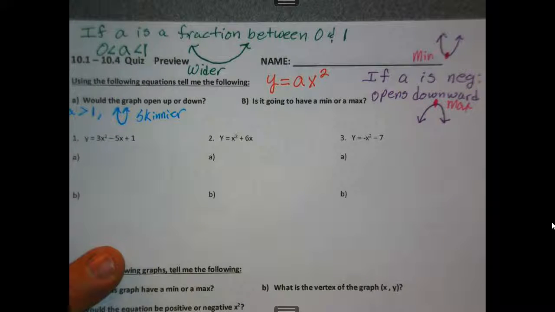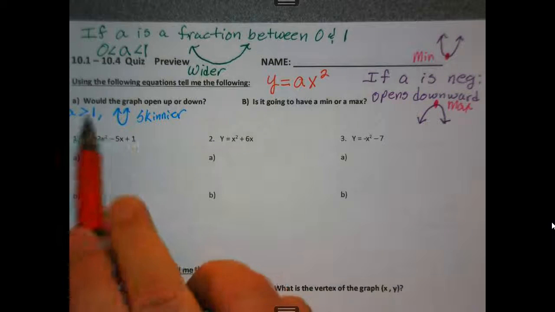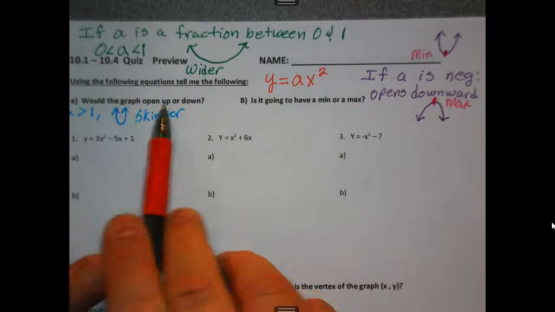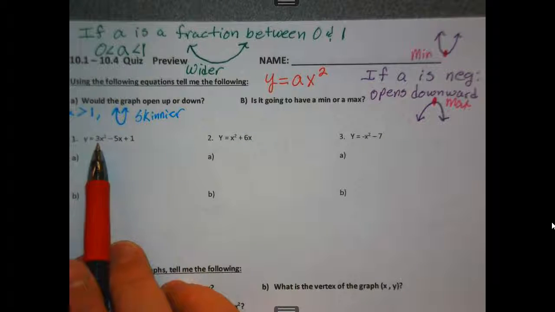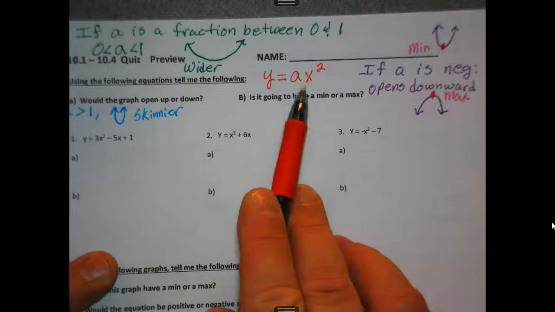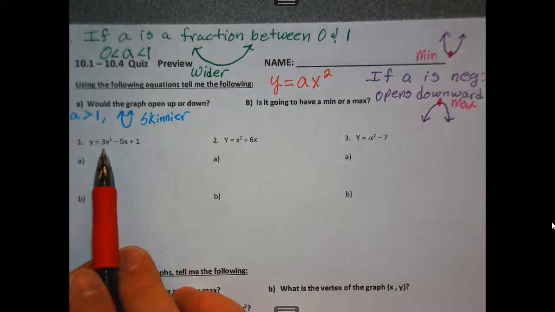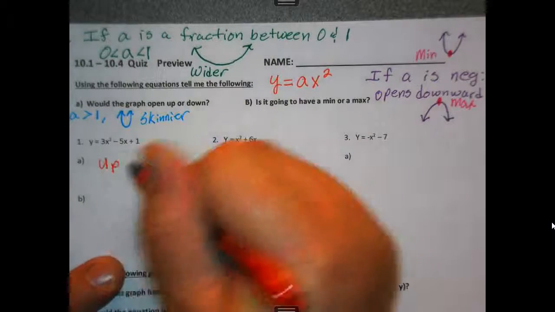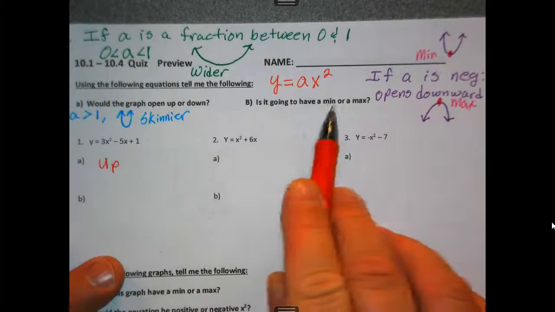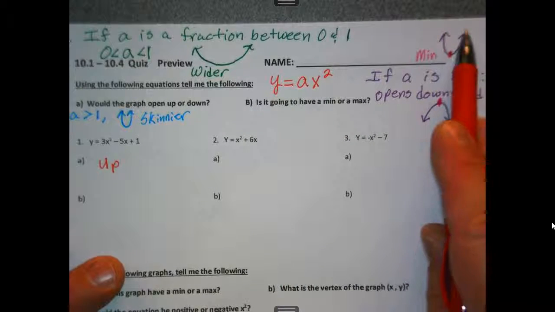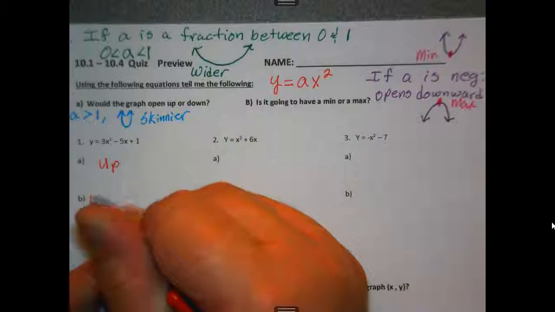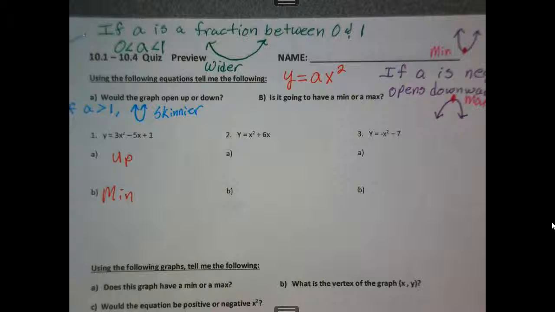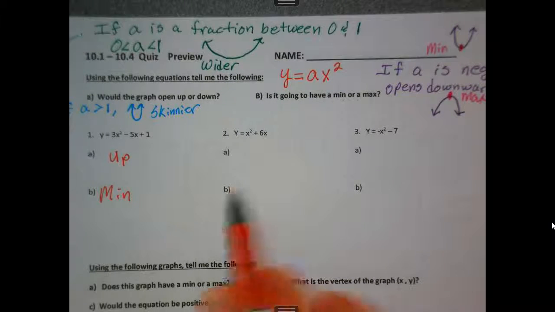So look at number one. Let's see, it says for A, would the graph open up or down? So my A here is in front of the x squared. See how my A is in front of the x squared? So is this going to open up or down? Up, because it's positive. Up. And is it going to have a minimum or max? Well, if it opens up, it has a minimum. Okay, you guys can do 2 and 3 on your own.